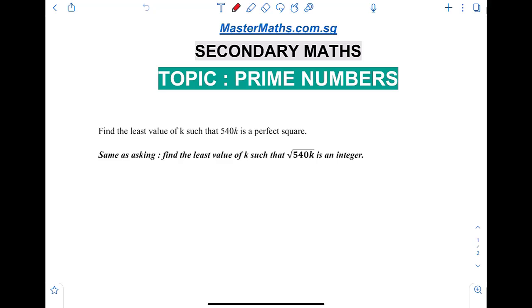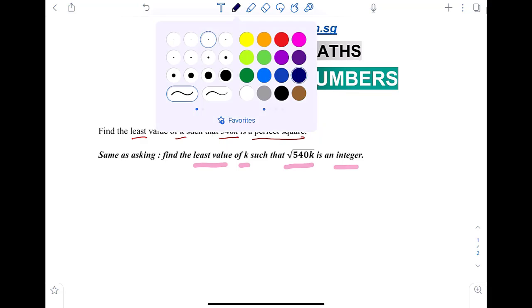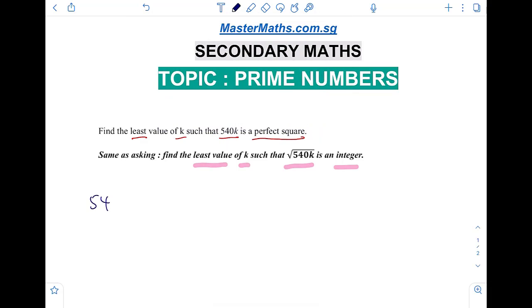Find the least value of k such that 540k is a perfect square. Now, there is another way to phrase this question. Find the least value of k such that the square root of 540k is an integer. Essentially, it's the same thing. If you want a perfect square, when you square root that perfect square, you are going to land with an integer. Okay, so the very first step to this question is to express 540 in its prime index notation.